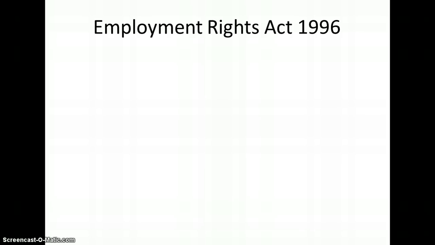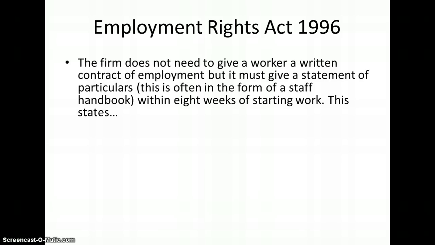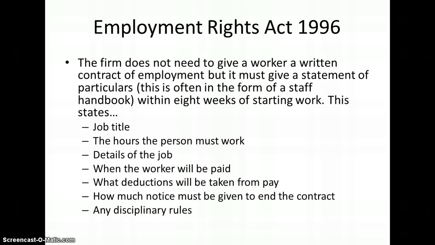The second piece of legislation is the Employment Rights Act. You can see this is 1996, so it's from before the Equality Act, but the Employment Rights Act looks at something slightly different. The key thing you have to know for GCSE is that the Employment Rights Act says that the firm does not need to give the worker a written contract of employment, but it must give a statement of particulars within 8 weeks of starting work. So it doesn't have to give them a contract, but it has to give them some sort of details, a statement of particulars.